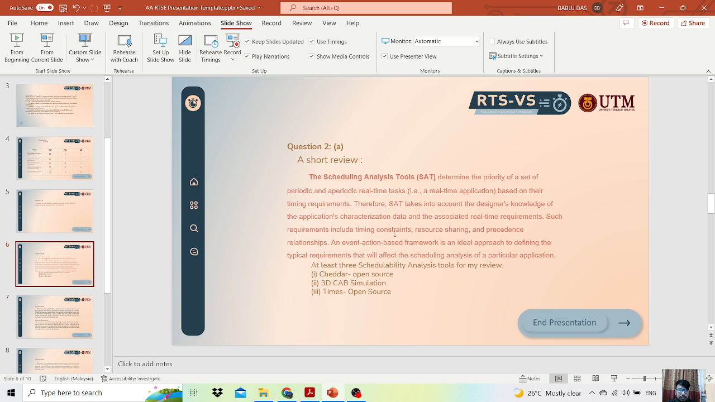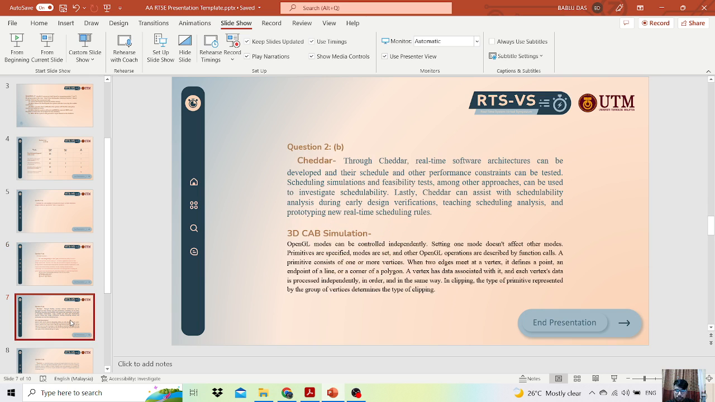As an event-action based framework, the approach defines the typical requirements that will affect the schedulability analysis of a particular application. The three schedulability analysis tools for my review are Cheddar, which is open source, 3D cap simulation, and Times, which is also open source. The first one is Cheddar. With Cheddar, real-time software architecture can be developed and their schedule and other performance constraints can be tested, with scheduling simulation and feasibility testing, used to investigate sensitivity and schedulability.